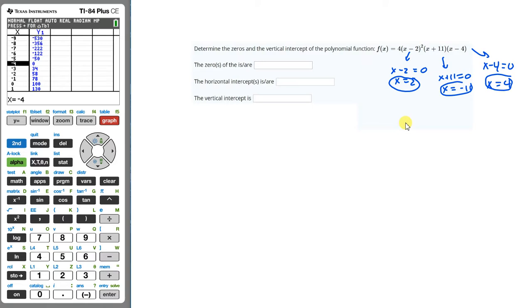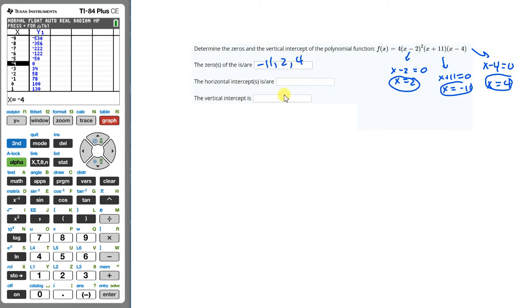In this case, for these zeros or x-intercepts, they just want you to list those. They don't want xy coordinates. So I'm just going to list them. I'll put them in from smallest to largest. So negative 11 is my smallest. Then I'll go to the 2, then I'll go to the 4. It's usually good to go in what's called ascending order, from small to large.